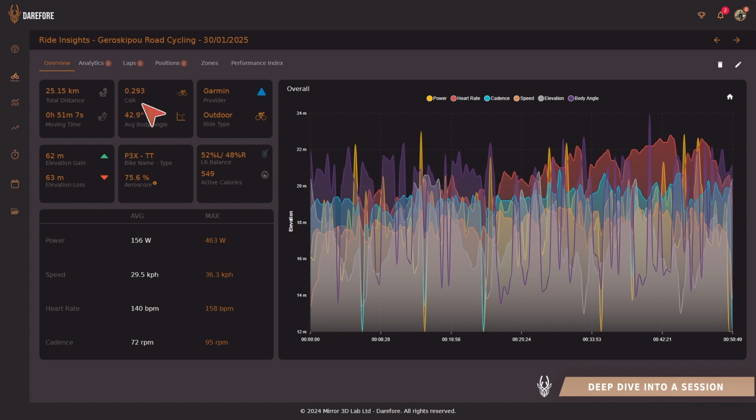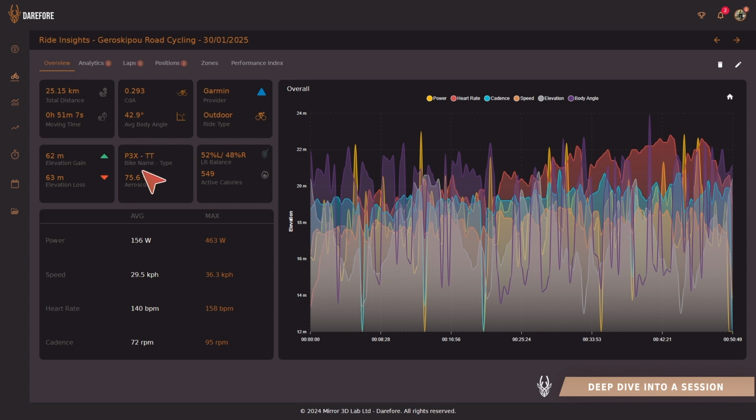The CDA value 0.293 is a key indicator of aerodynamic efficiency. A lower CDA means less air resistance, allowing you to ride faster with less effort. Given the rider's use of a P3X TT bike, we can expect a relatively low CDA value due to the bike's aerodynamic design. An average body angle of 42.9 degrees suggests a relatively aerodynamic riding position.